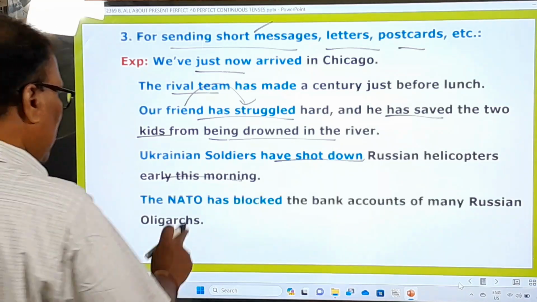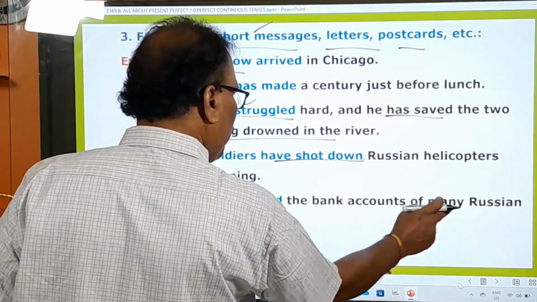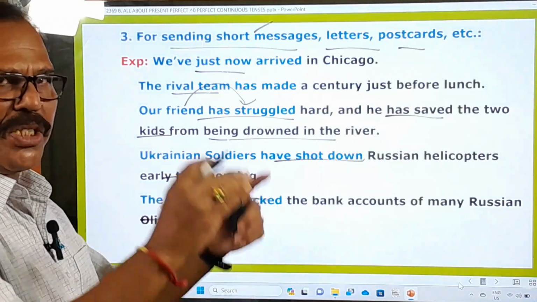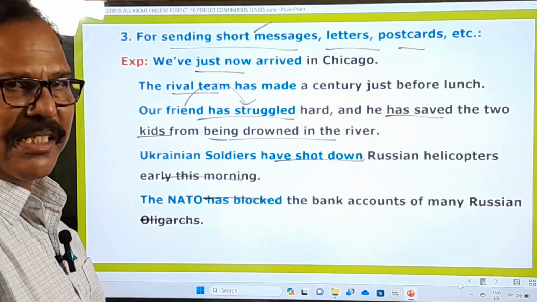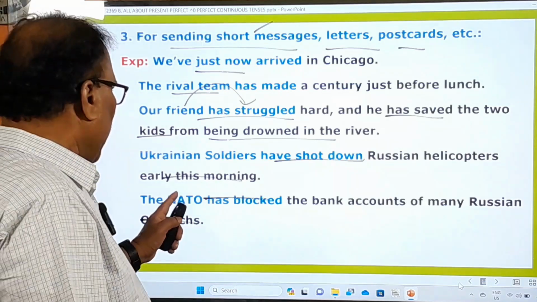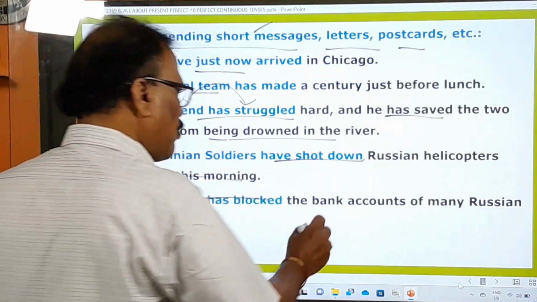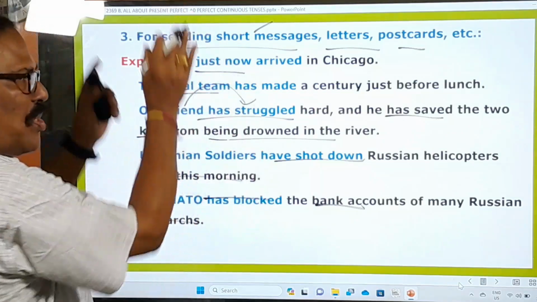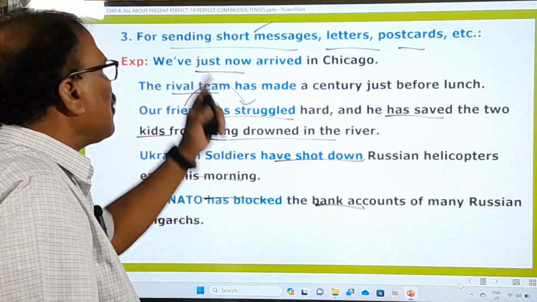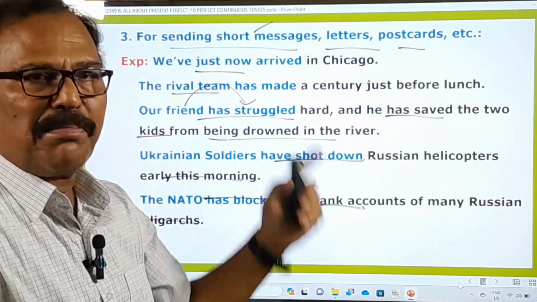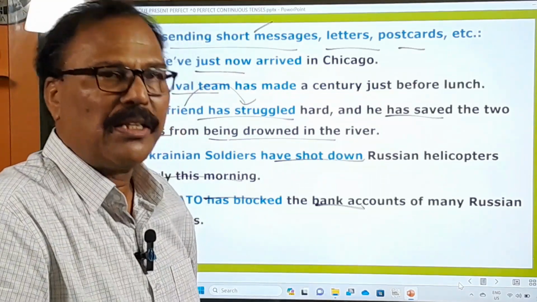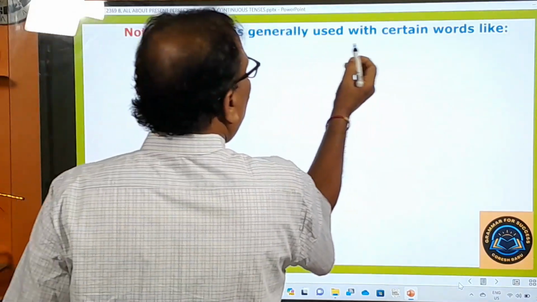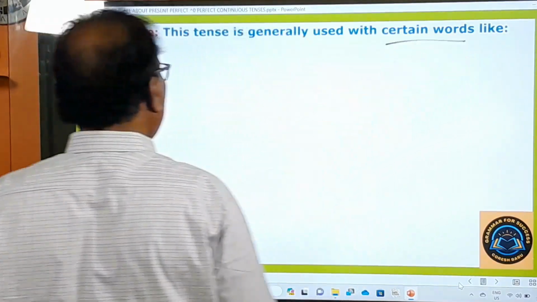And one more is there. The NATO has blocked the bank accounts of many Russian oligarchs. Okay, the Russian oligarchs means aristocrats. That's the meaning. So these are all short messages or short letters or short postcards. To indicate all such short messages, letters and postcards, we have to use only the present perfect tense and nothing else, right? Note, this tense is generally used with certain words like.